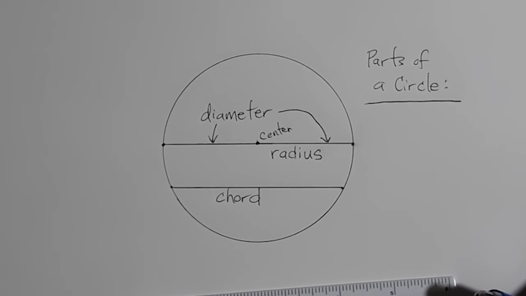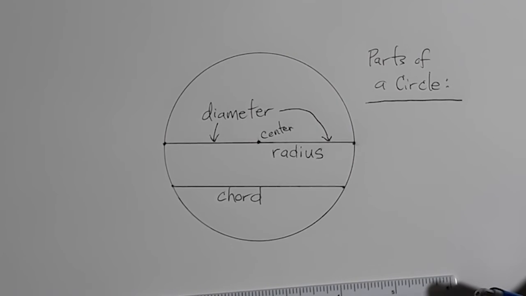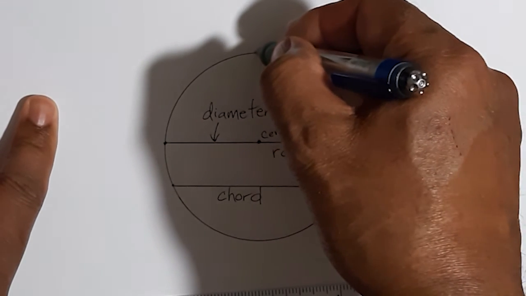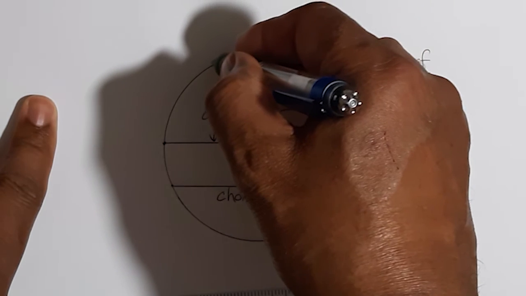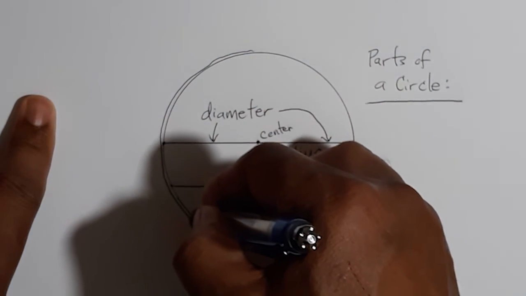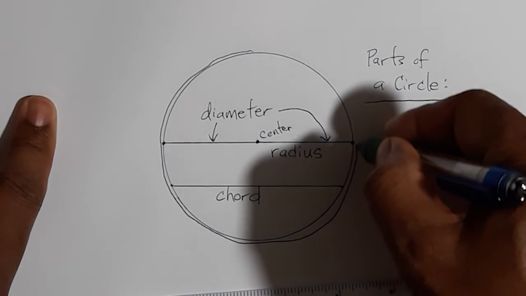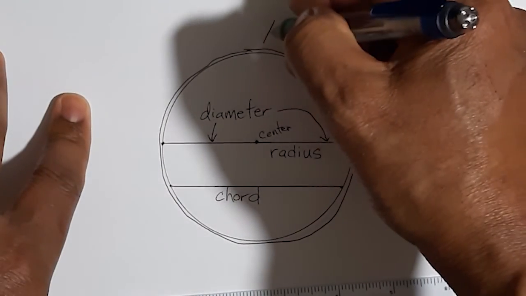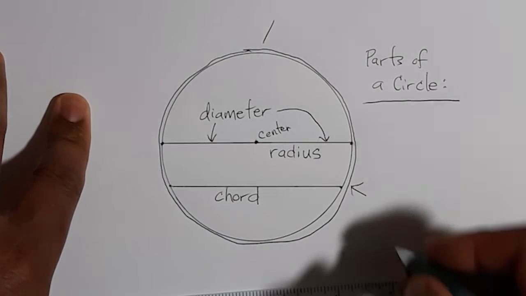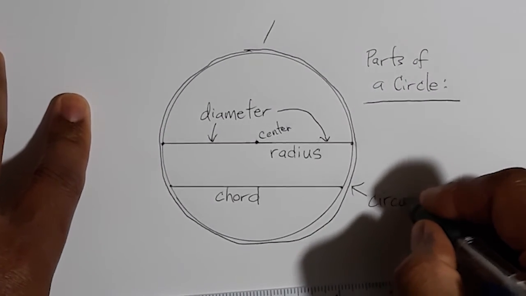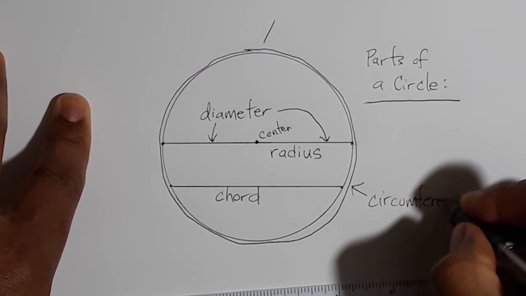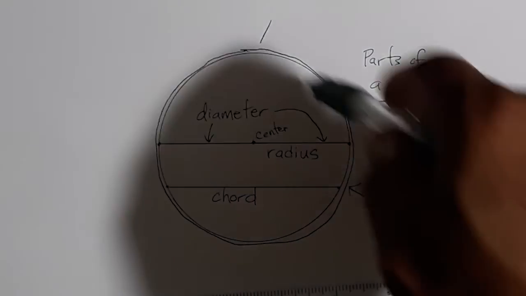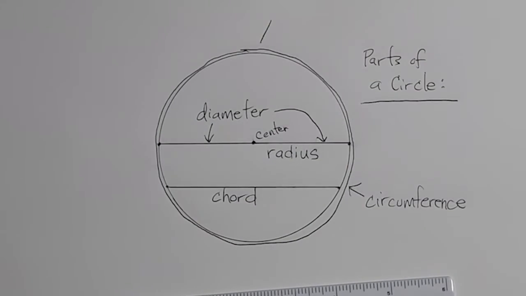Now, the last thing of the parts that we're going to identify is the circumference. Now, the circumference is the total distance around the circle. So this would be the circumference. It's the total distance. My circle isn't that good, but it's the total distance around the circle. That would be your circumference. All right. The circumference is the total distance or the outside boundaries of the circle. The outside boundary of the circle.